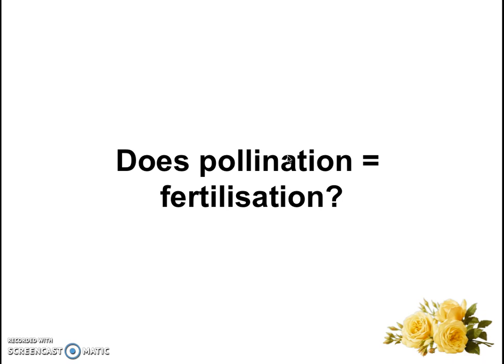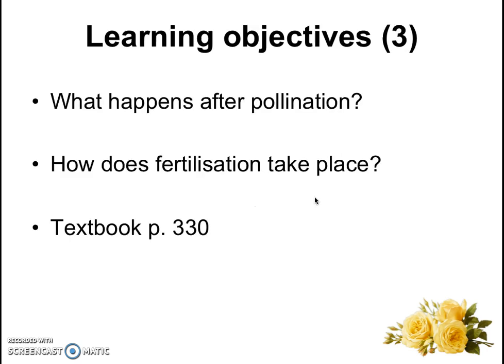So the question now is, after pollination, what happens? Does pollination immediately result in fertilization? Or is it something that happens in between? That's what this video is going to be all about. In this video, we'll be talking about what happens after pollination and how fertilization takes place. In the textbook, you'll find this on page C30. But first, let's watch a short video that will give us a better understanding of what happens after pollination.